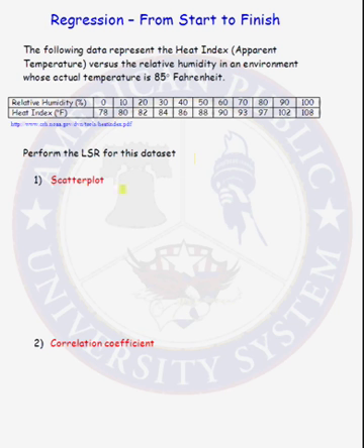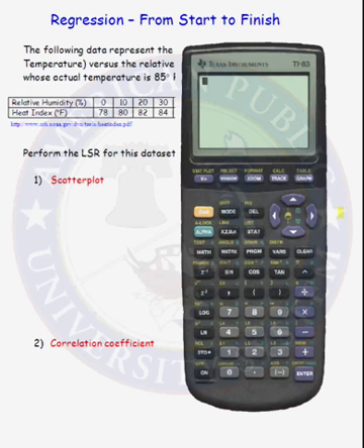The very first step is to do a scatter plot. To do the scatter plot, make sure your data is in lists. We have our X data, or the relative humidity, in list 1. We have our Y response data in list 2. That is our heat index.